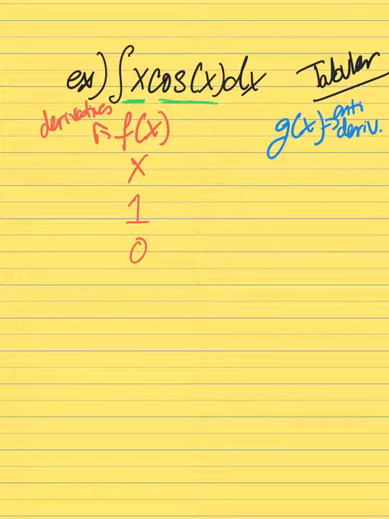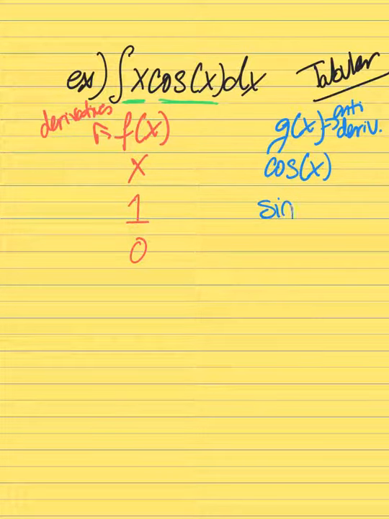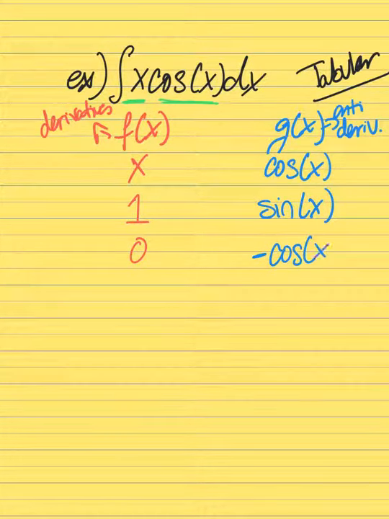So now g of x is going to be cosine of x. And you're taking the antiderivative of cosine of x. Okay, well, the antiderivative of cosine of x is sine of x. And then you're taking the antiderivative again. Antiderivative of sine of x is going to be negative cosine of x. And you stop when it matches with the 0.